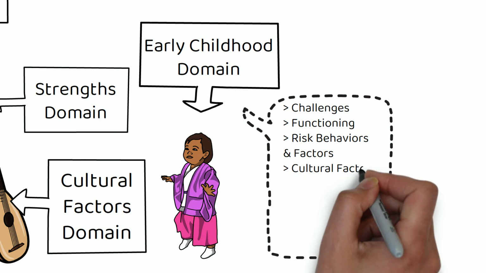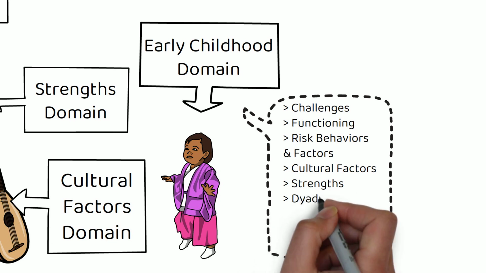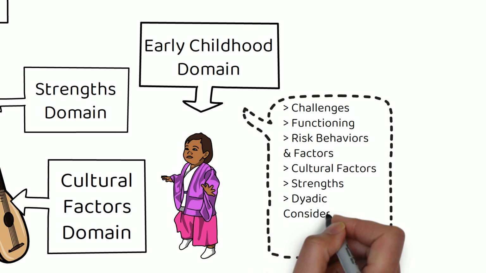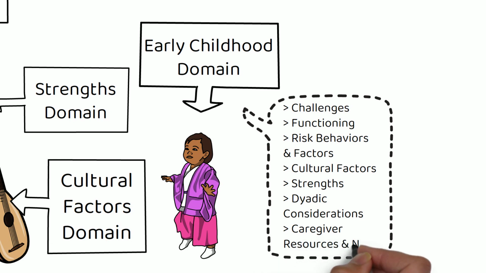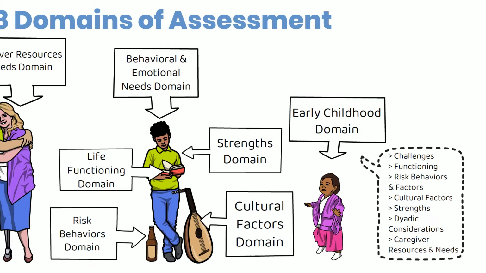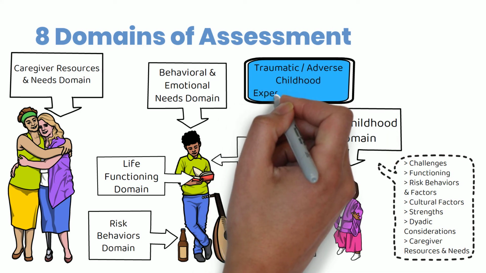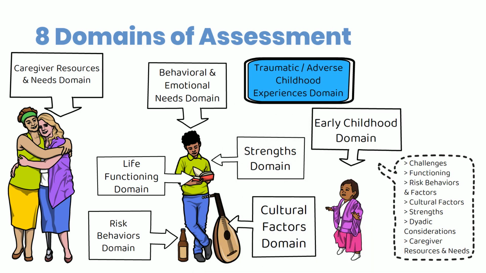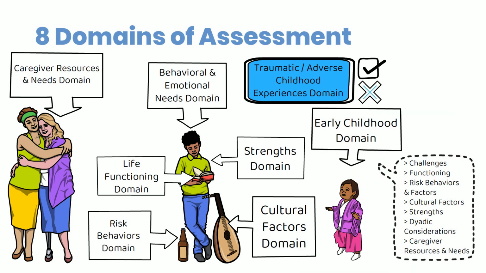Cultural Factors; Strengths; Dyadic Considerations, which is exclusive to the Early Childhood domain and speaks to the importance of attachment and assessing the child-caregiver relationship. And the final subdomain in the Early Childhood domain is the Caregiver Resources and Needs subdomain. The final domain in the IPCANS is the Traumatic Adverse Childhood Experiences domain. This domain assesses the child or youth for any of the identified traumatic experiences. This domain is not rated on the 4-item rating scale. Rather, the response is a simple yes or no to the identified traumatic experience.